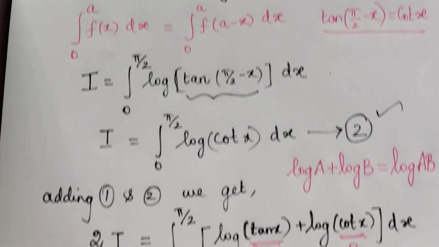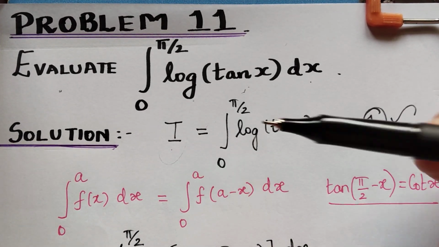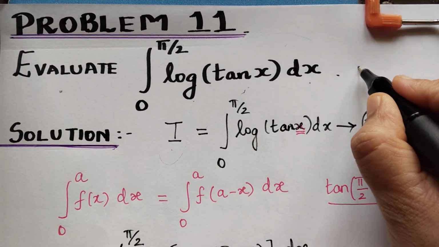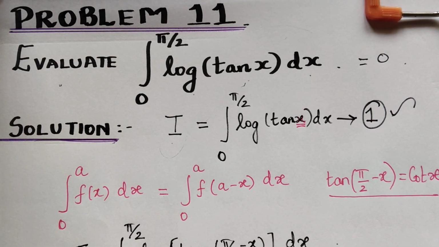Hence, we have got the integral from 0 to pi by 2 of logarithm of tan x dx, this complete integral, to be equal to 0. Hence, we have evaluated this integral. So, I hope you would have understood this problem.